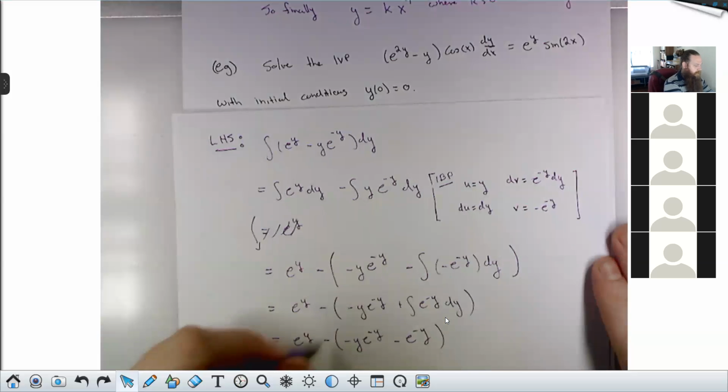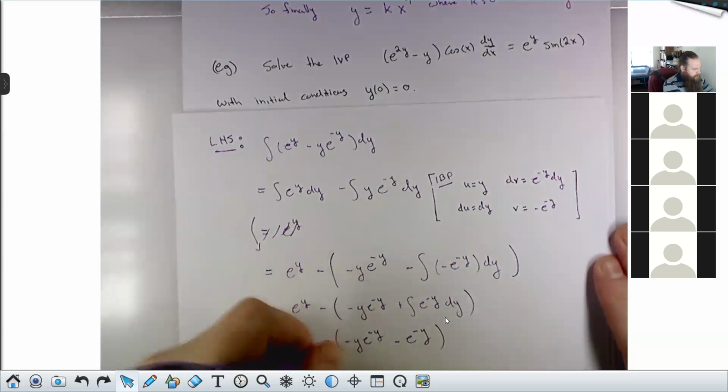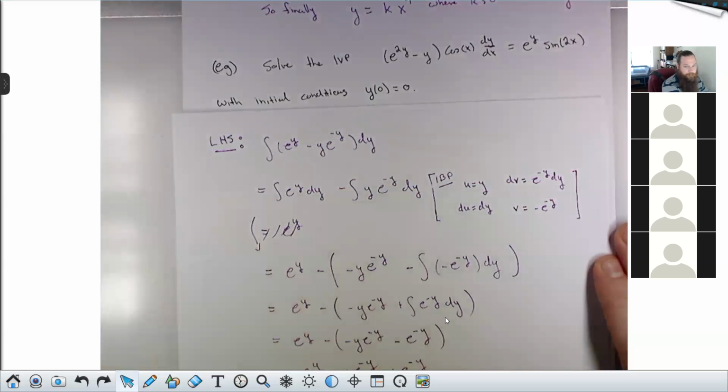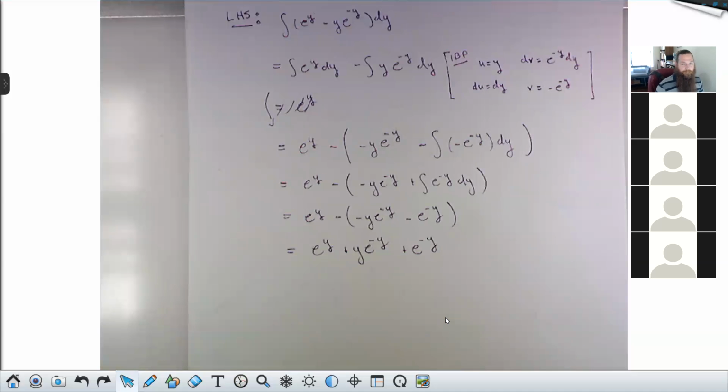Now I'll distribute the negative in front of the parentheses. We get e to the y plus y e to the negative y. Minus minus here makes plus, and minus minus here makes plus. So plus e to the negative y. That's my left-hand side. Between these two terms, you could factor in e to the negative y if you wanted to, but I would say you don't have to.